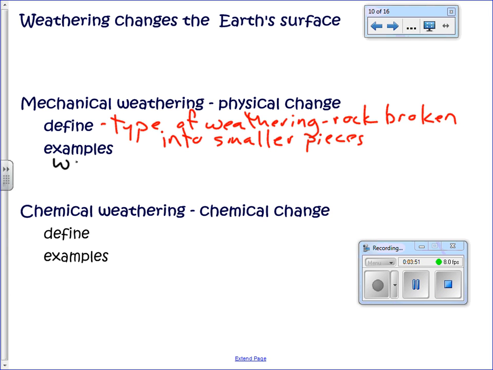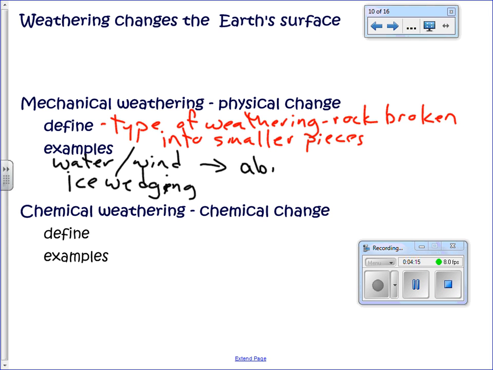So water, the ice wedging, which we'll talk about specifically. We get a lot of that here because it gets cold and then it gets sunny. Ice wedging. With water and with wind, either one of those, you put a little bit of sand in the water or the wind, and then you get a lot more erosion. We called that abrasion. It literally acts like sandpaper, wearing down rocks and windshields and such. Chemical weathering is a chemical change.